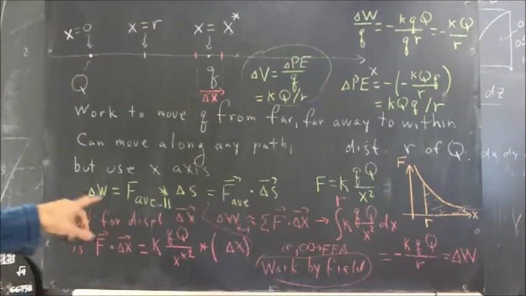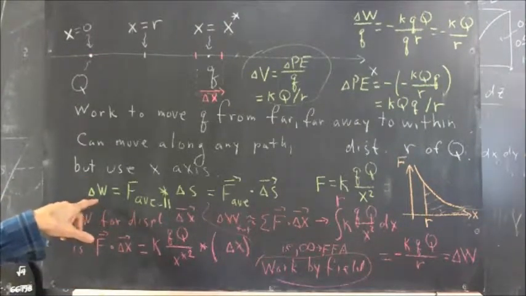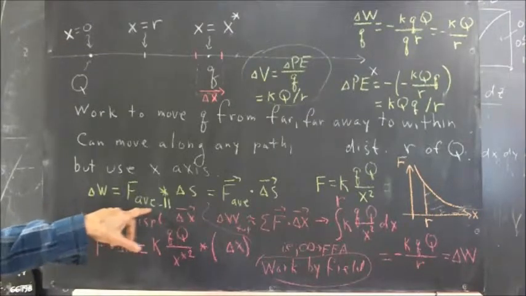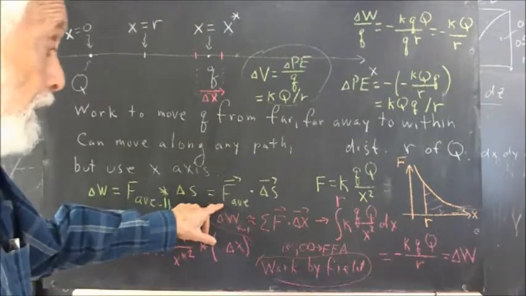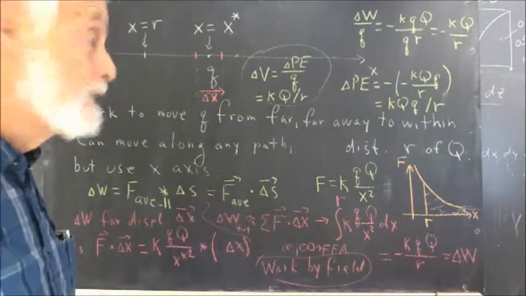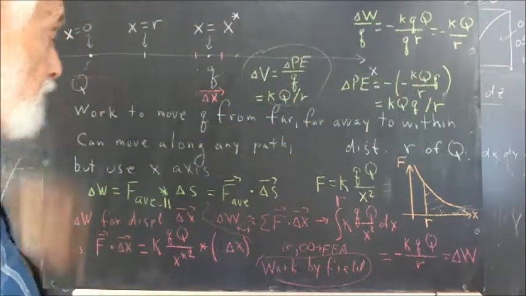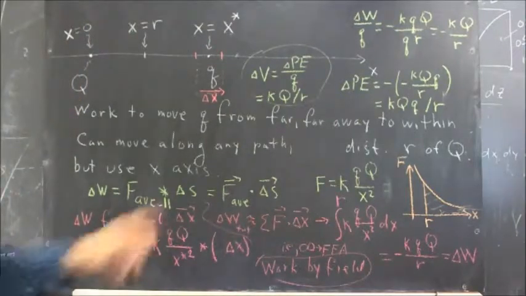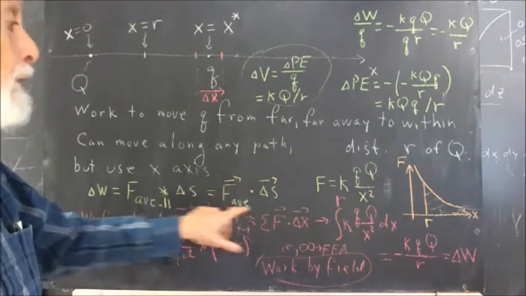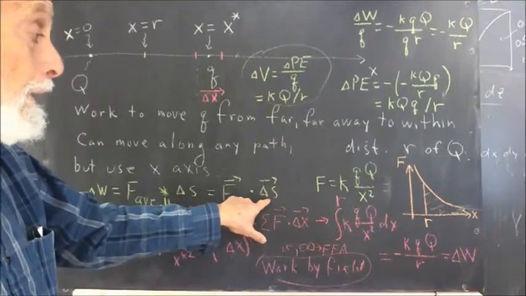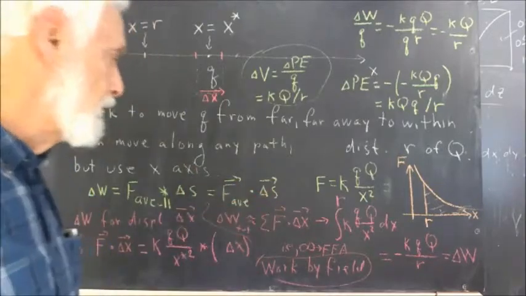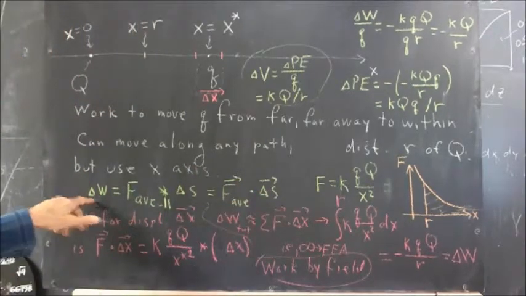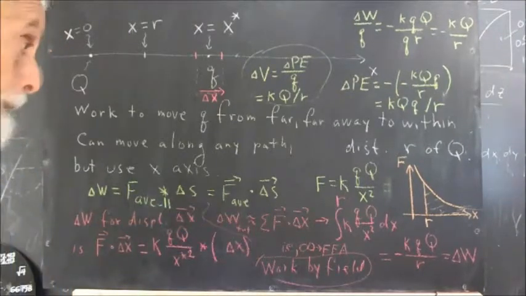First of all, we got the suggestion from one of the class that the work is the average force times delta S, or more properly, the dot product of the average force with delta S. Of course, we don't know the average force over this whole huge interval, but if we did, we'd be able to take the dot product of the average force with the displacement and find the contribution to the work corresponding to that displacement.